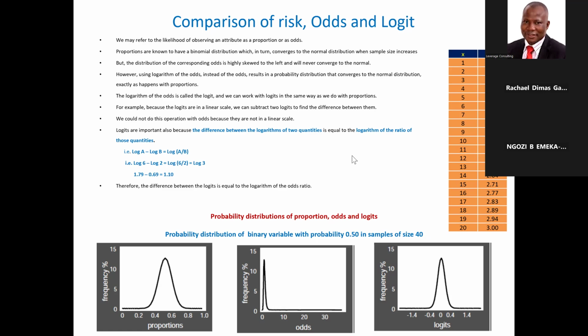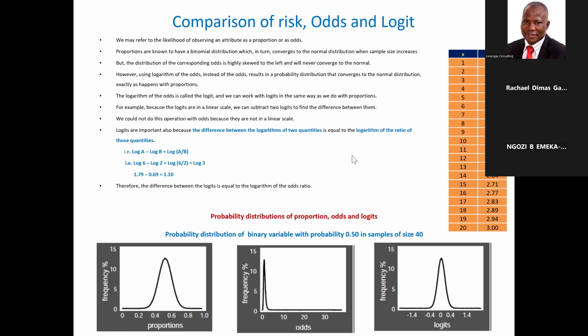Proportions are known to have a binomial distribution, which in turn converges to the normal distribution when sample size increases. We know that anything that follows a binomial distribution, when the sample size increases, can follow a normal distribution. That's what the central limit theorem says. But the distribution of the corresponding odds is highly skewed and will never converge to the normal.